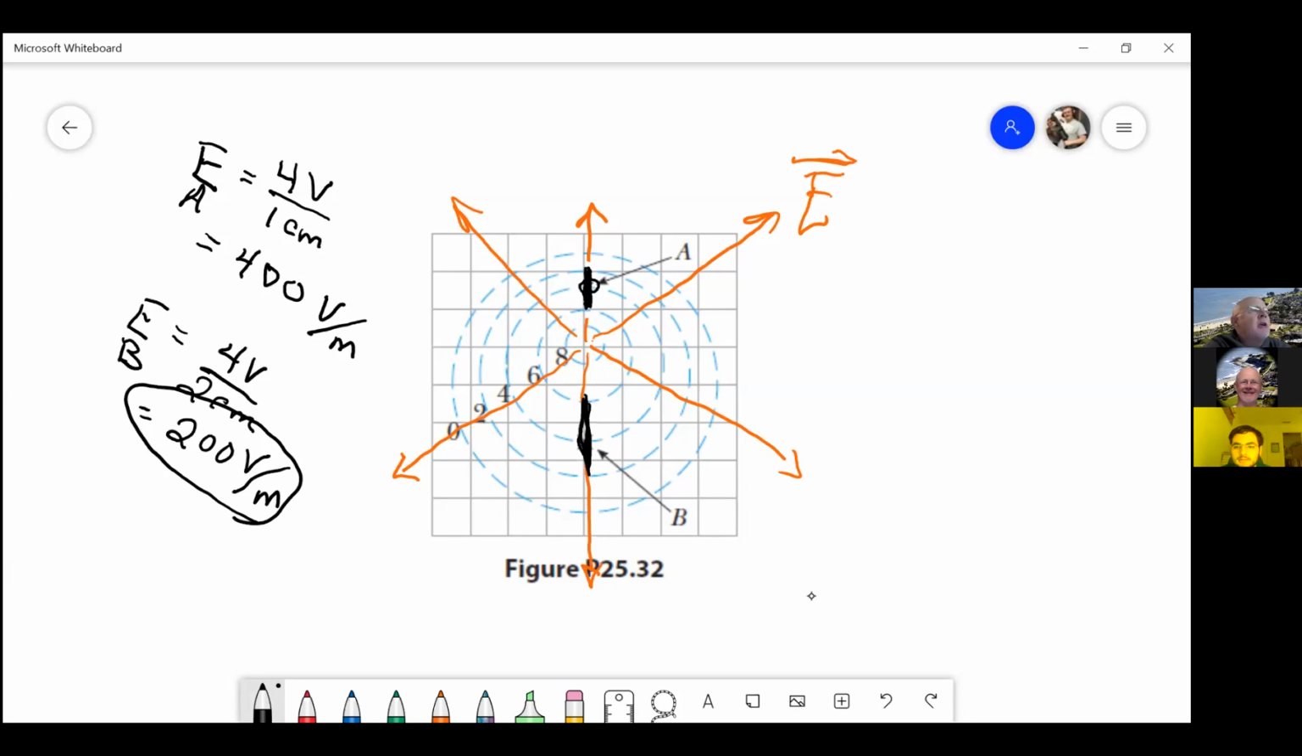And I actually calculated at A, but an easier answer is just because they're closer together, the voltage change per distance would be bigger because it's a shorter distance. You know, the 4 volts, we only had to go 1 centimeter to change by 4 volts, where in B, to change by 4 volts, we had to go 2 centimeters.